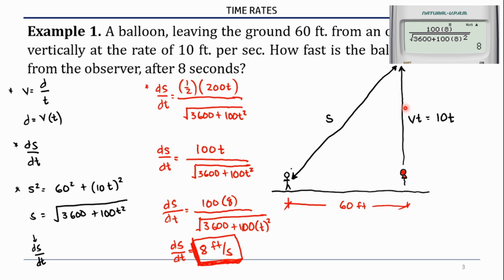So, some of you may be asking, Sir, why don't we just substitute the 8 for the time, and then use the Pythagorean theorem to get S? So, let's try to solve that. We have S squared is equal to (6t) squared plus (10t) squared. Then we simplify. We have the square root of 3,600 plus 100. Then we substitute the t, which is the 8 seconds.